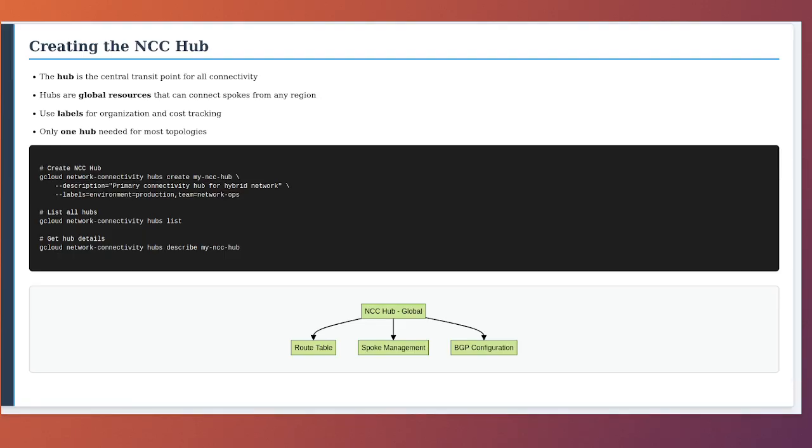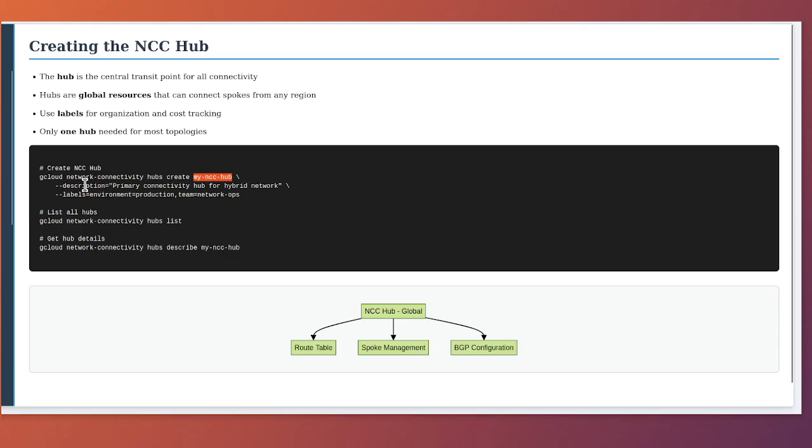The first command creates the hub using gcloud network-connectivity hubs create followed by the hub name. In this example, we name our hub my-ncc-hub. The network-connectivity hubs create subcommand initiates the creation of a new NCC hub resource. The positional argument my-ncc-hub specifies the name you want to assign to this hub. Hub names must be unique within your project and should be descriptive of their purpose.